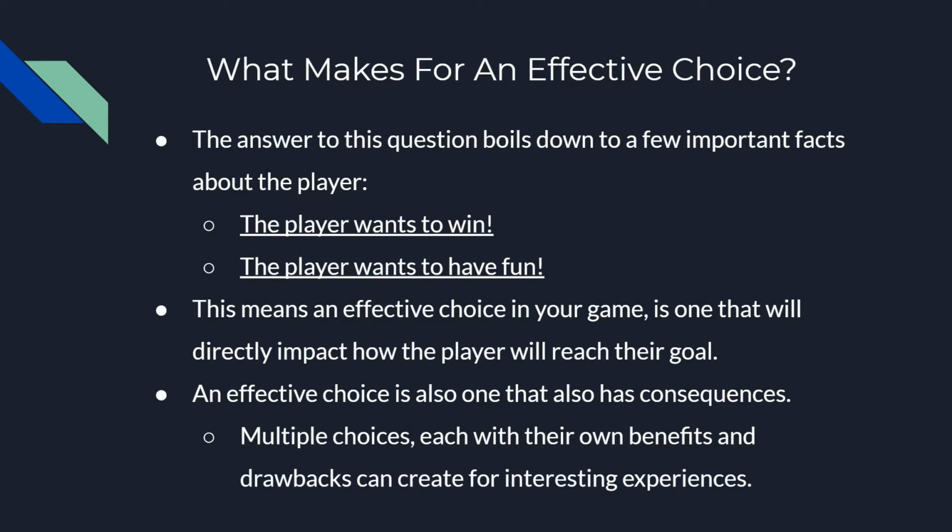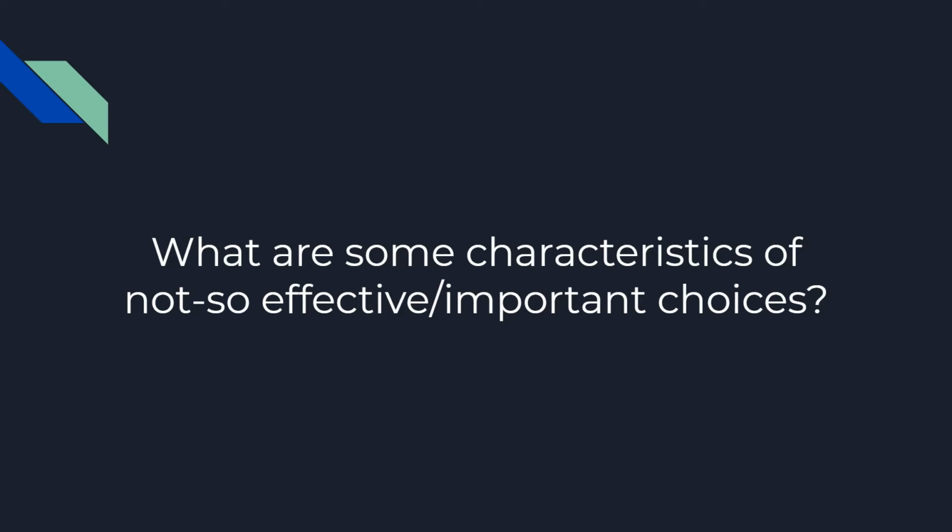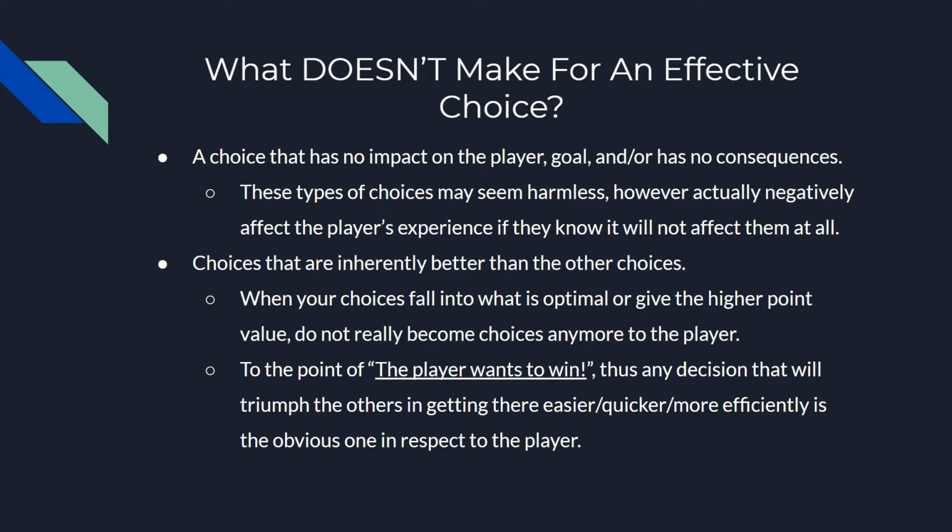Alright. And so what are some characteristics of not so effective or important choices? I have a few options on what doesn't make for effective choices. This is one that we might have discussed before, where making a choice has no impact towards the player, the goal, and/or has no consequences. Basically just a choice for the sake of being a choice. And these kinds of choices may seem harmless, but as we mentioned, can also negatively affect the player experience, since they know it won't affect them.